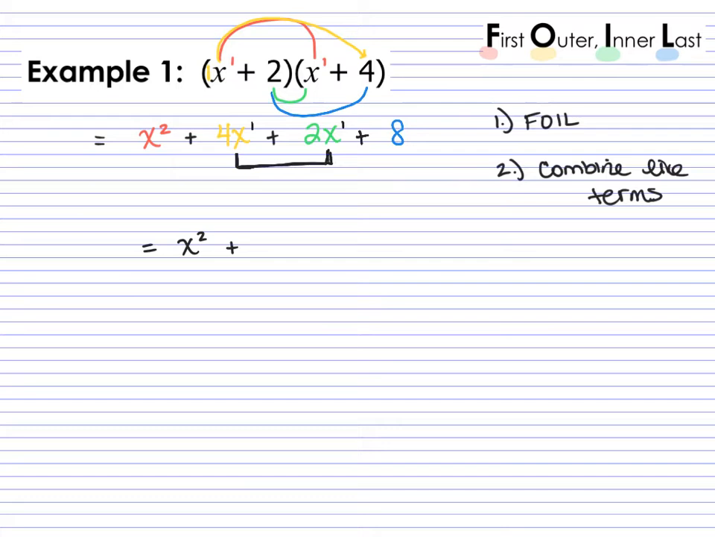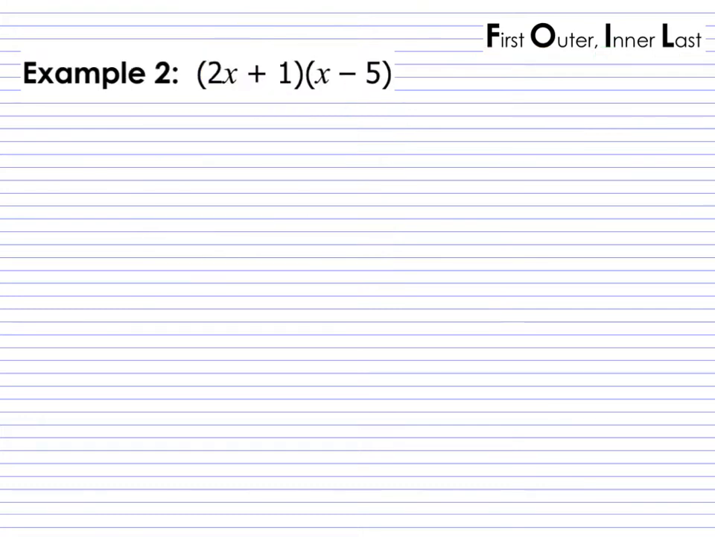With like terms, we leave the variable alone, but we add their coefficients. So 4 plus 2 is 6. This gives us 6x plus 8. The 8 can't get combined with anything, so this is your final answer. When you're asked to multiply those two binomials, we end up with a three-term trinomial, x squared plus 6x plus 8. So for example 2, we're going to do exactly the same thing.